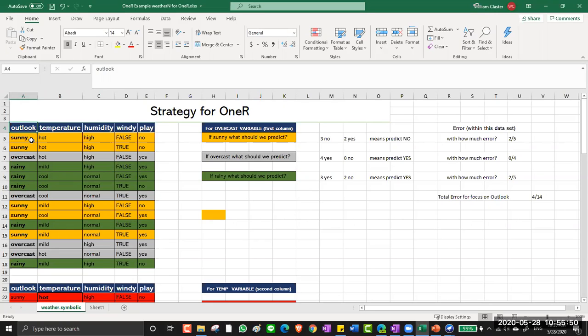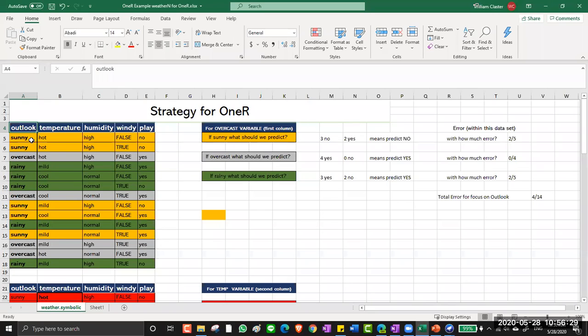So what we do is we're only focusing on outlook. We're ignoring all the other variables, but we want to make a rule. We want to predict whether people are going to play or not. So just focusing on outlook, the rule has to be something like, if outlook equals sunny, do one thing. If outlook equals overcast, do something else. If outlook equals rainy, do something else. That's the way the rule has to look, because there are 3 possible values for outlook. So what should we do? How should we make the decision for each of those possible values?